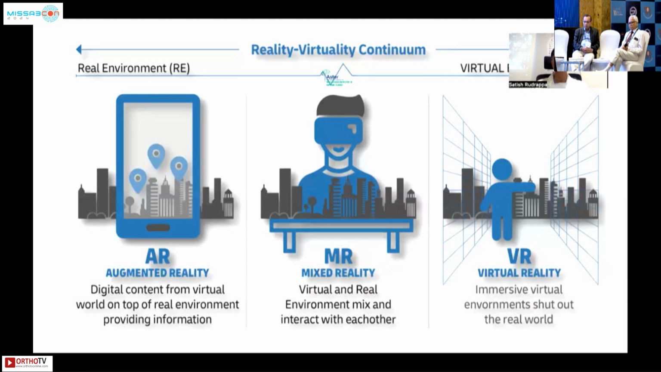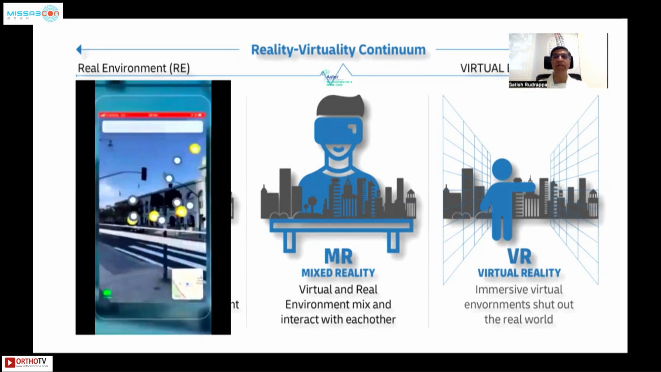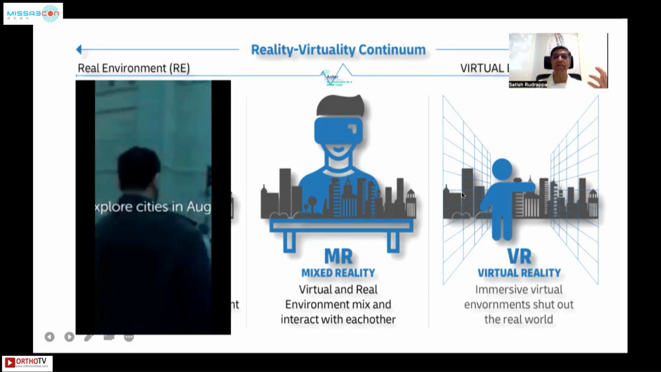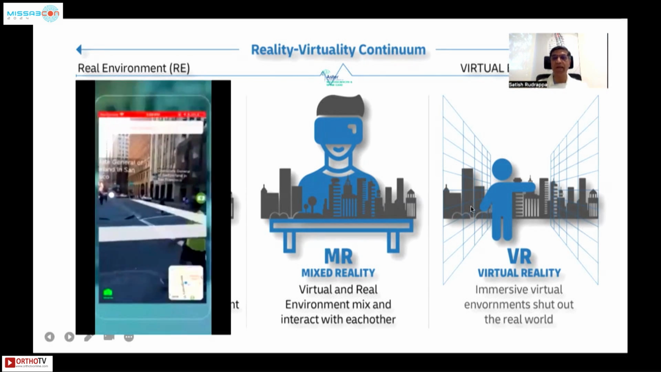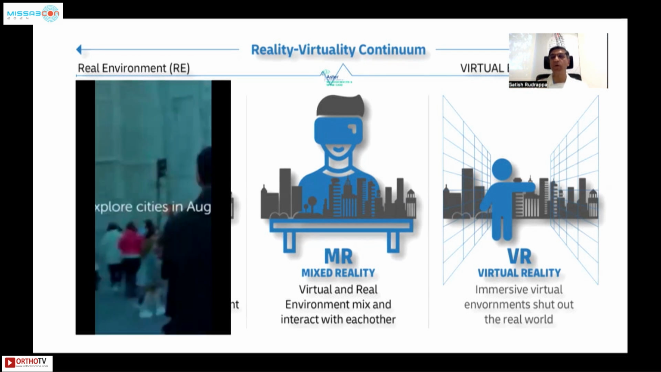So, in the reality-virtuality continuum, there are three words that are usually spoken. One is augmented reality, where, for example, if you're moving in the real world, you hold your mobile and it will show exactly where you're going, which street, which building, the name of the building, all can be displayed. On the other end of the spectrum, we have virtual reality, where the immersive virtual environment shuts out the real environment.